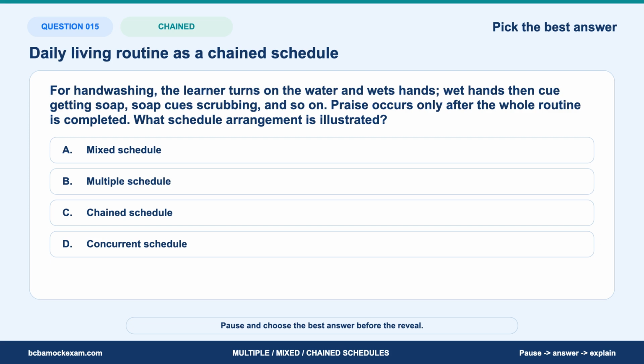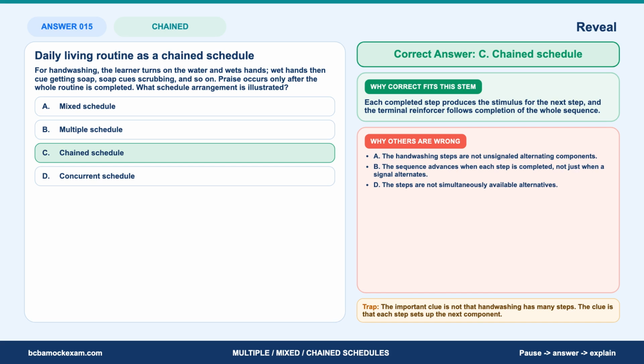What schedule arrangement is illustrated? The choices are A, mixed schedule, B, multiple schedule, C, chain schedule, D, concurrent schedule. Pause now and choose the best answer. The correct answer is C, chain schedule. Here is why it fits this stem. Each completed step produces the stimulus for the next step, and the terminal reinforcer follows completion of the whole sequence.